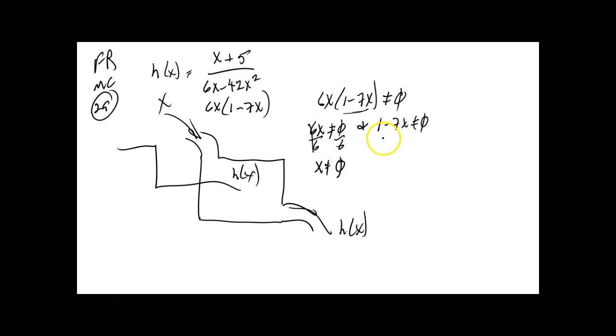Yes, okay, over here, what would you do? Add 7x to both sides. Just like you solve an equation, you solve an inequality, and this gives you 1 cannot equal 7x. So what do you do there? Divide by 7. And that gives you that x cannot equal 1/7. So, what is your domain? All real numbers except x can't be 0 and x can't be 1/7.